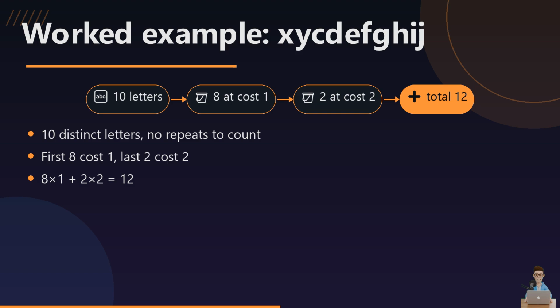8 letters times 1 push, plus 2 letters times 1 push, plus 2 letters times 2 pushes, which is 8 plus 4, giving us 12 pushes. That matches the expected answer exactly.